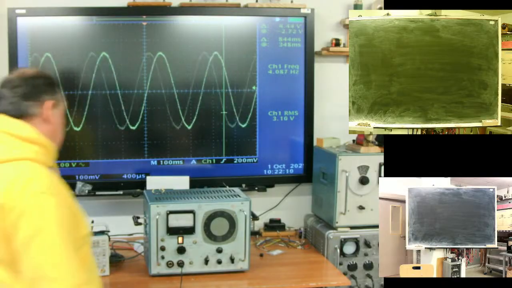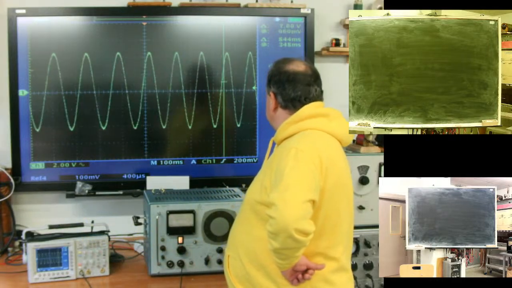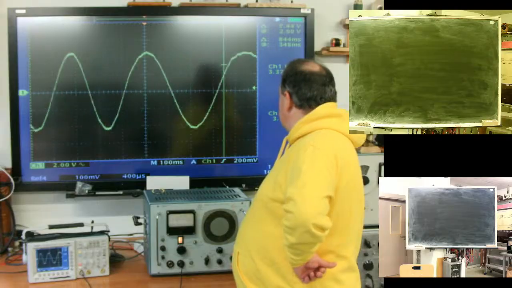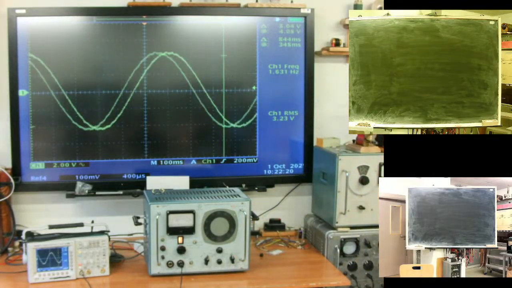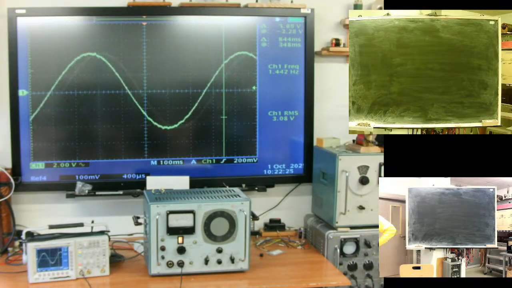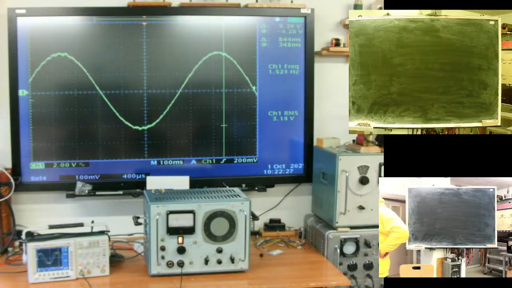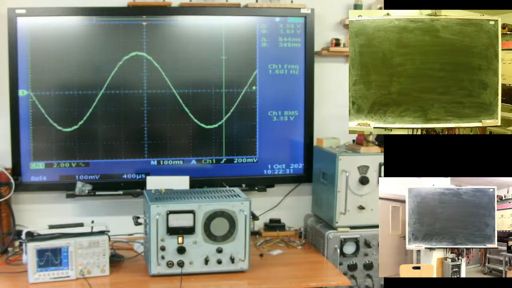I can shift frequency a bit in the opposite direction. 1.6 hertz signal. Scope sees something absolutely different from reality.